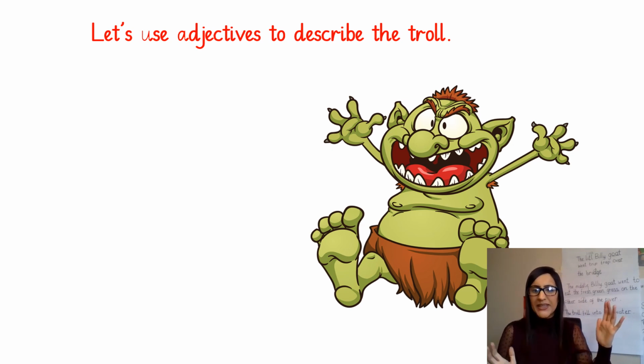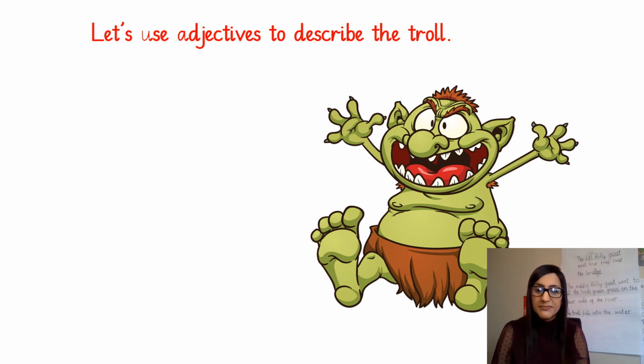The troll has big feet. The troll has small hands. Brown hair. Red tongue. Well done. All of those words are adjectives because you are telling me what the troll looks like.